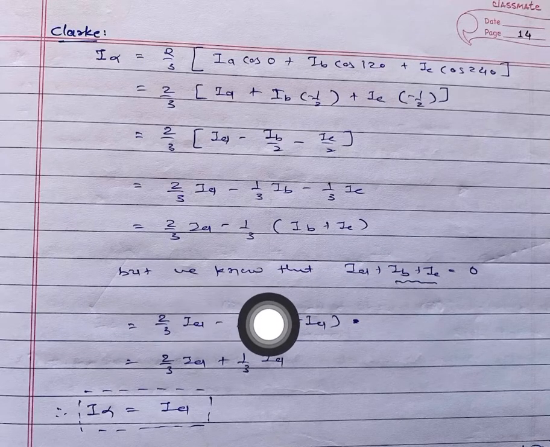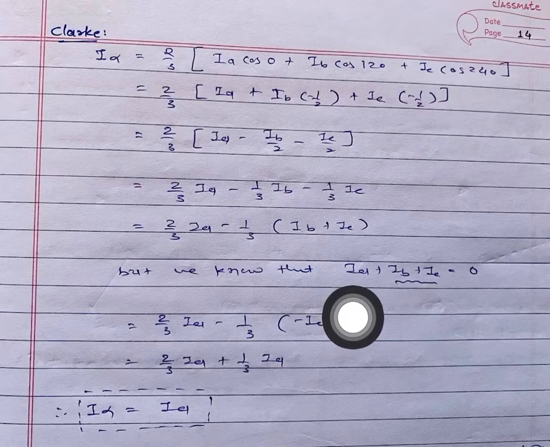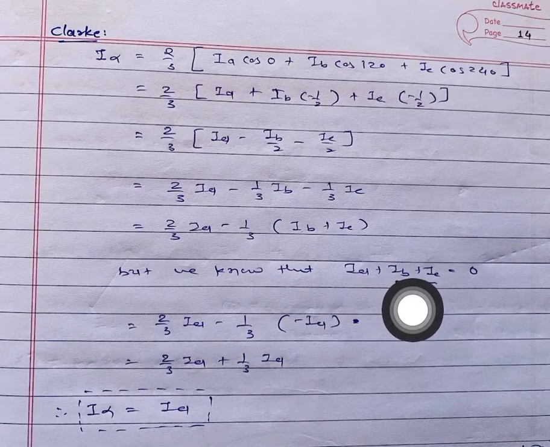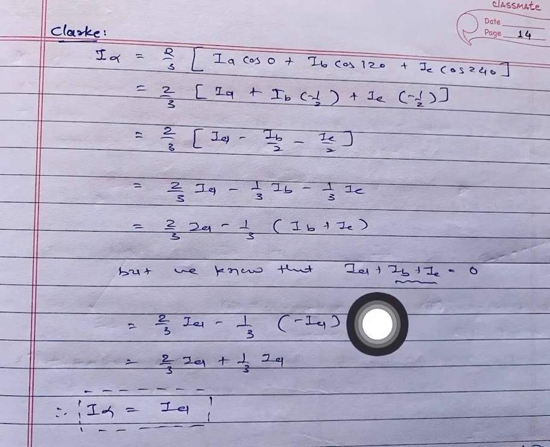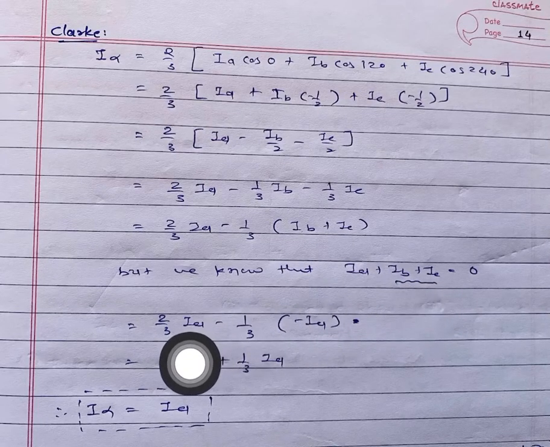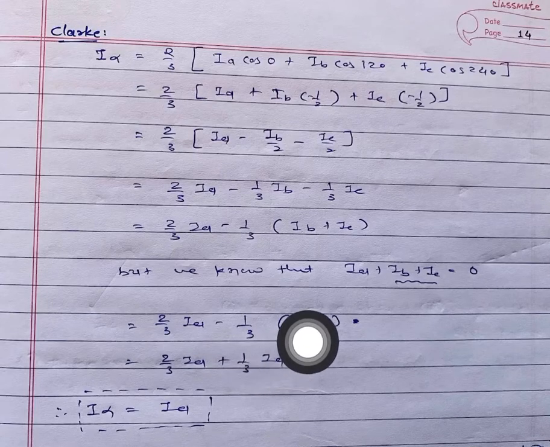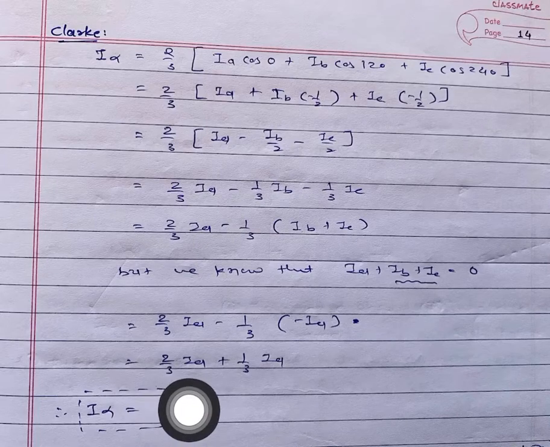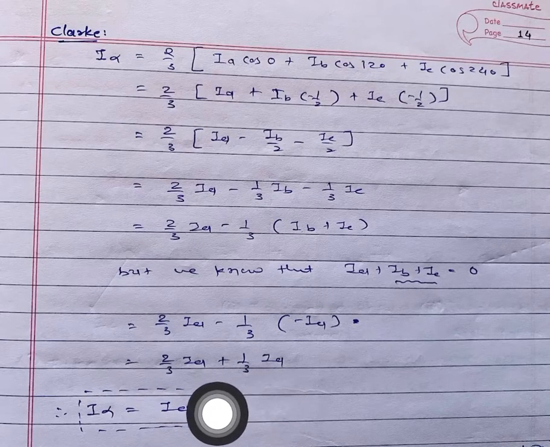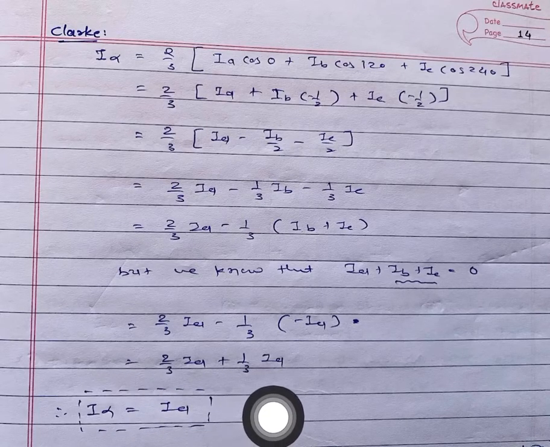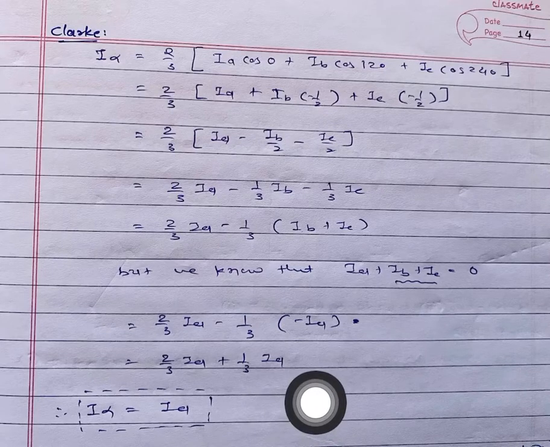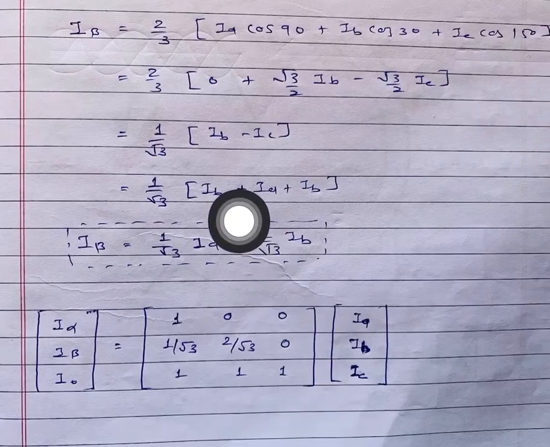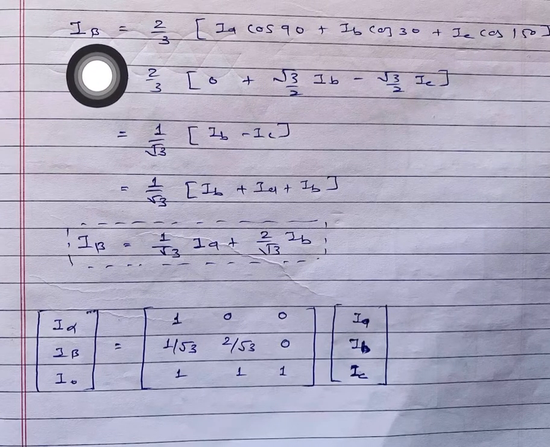But we know that for the phasor summation, IA plus IB plus IC is equal to 0, so put the value of IB plus IC there. So 2 by 3 IA minus 1 by 3 into minus IA, so it is given by 2 by 3 IA plus 1 by 3 IA. So we can say that I alpha is equal to IA. Now the same thing for I beta.